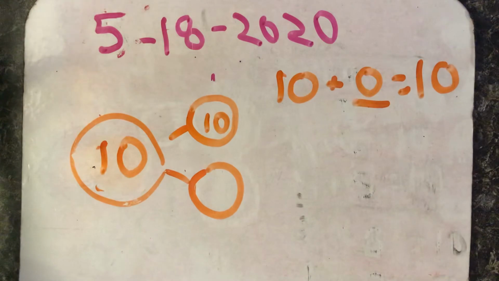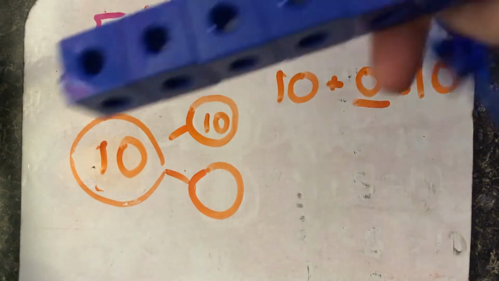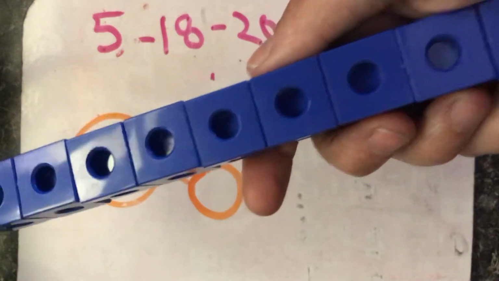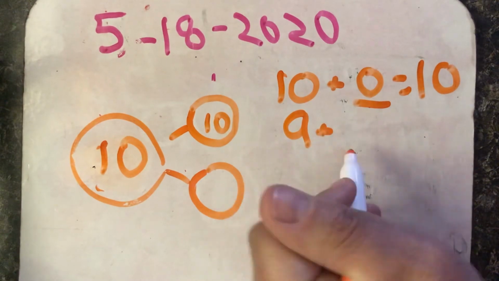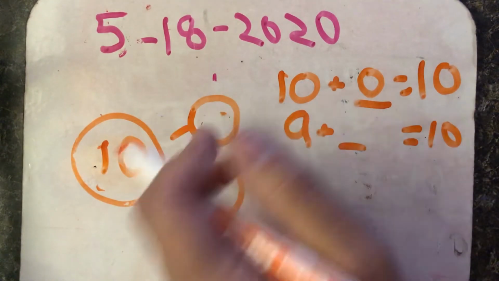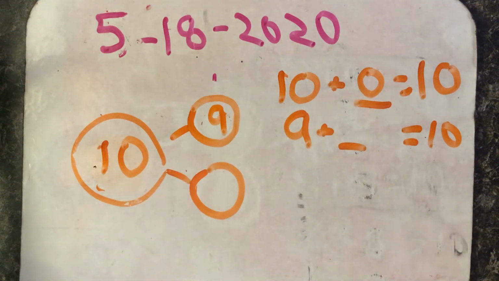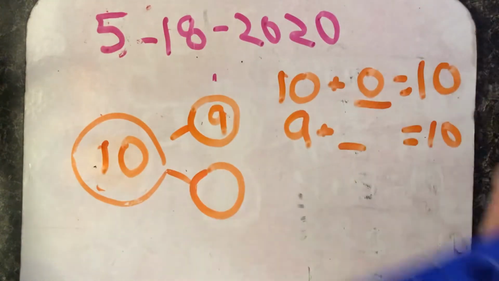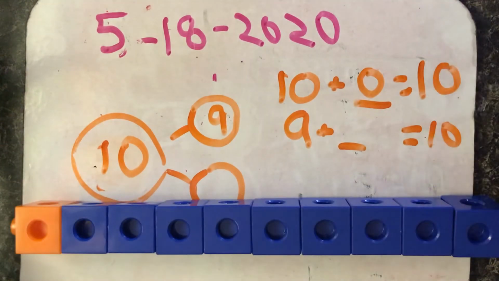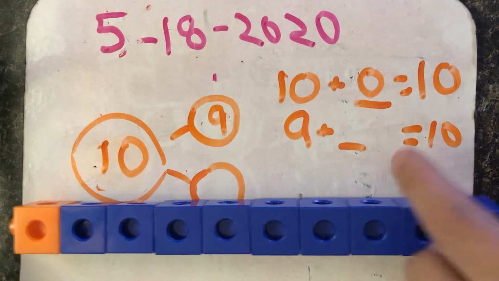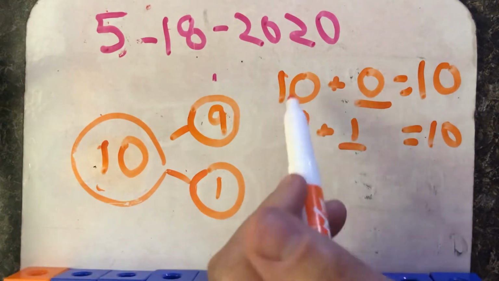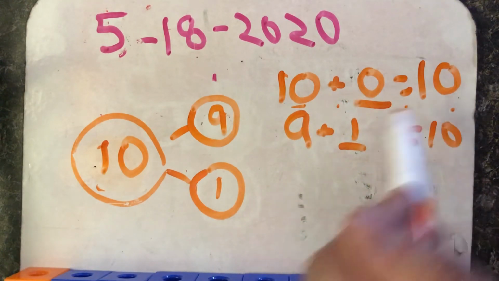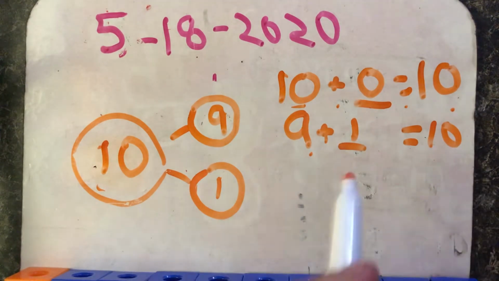Now let's take one blue cube away. And now I have 1, 2, 3, 4, 5, 6, 7, 8, 9. Ten is 9 and what? You may already know, if I count on and add that cube back in a different color, I am showing how to decompose 10 into 1 and 9. 10 plus 0 equals 10. 9 plus 1 equals 10.